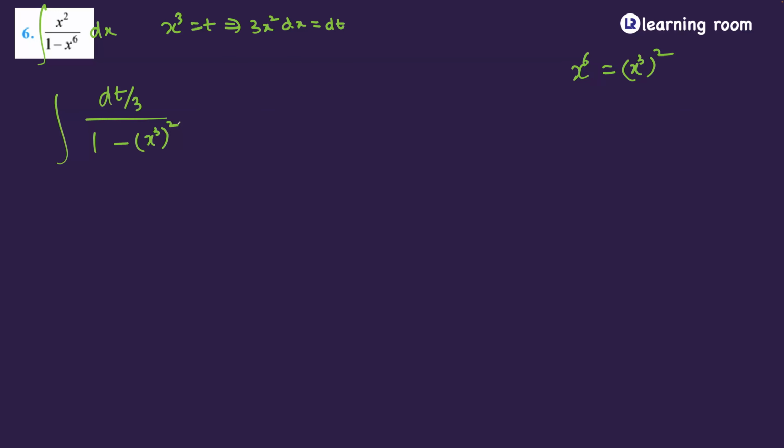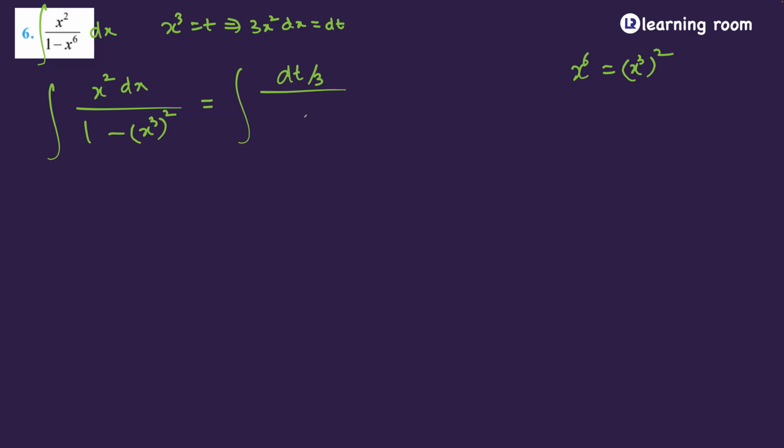Sorry, I'll write these steps clearly. Correction. So this will be x square dx divided by 1 minus x cube the whole square. X square dx is dt by 3. So this will be integral of dt by 3 the whole divided by 1 minus t square, since x cube is t. So this will be 1 by 3 into integral of dt by 1 minus t square.